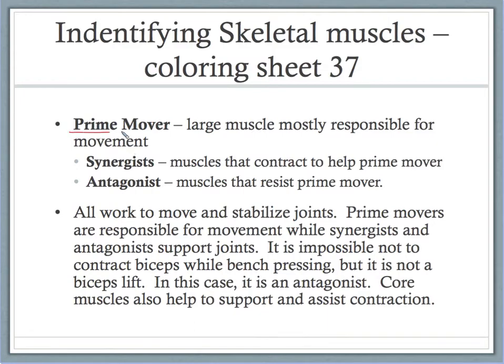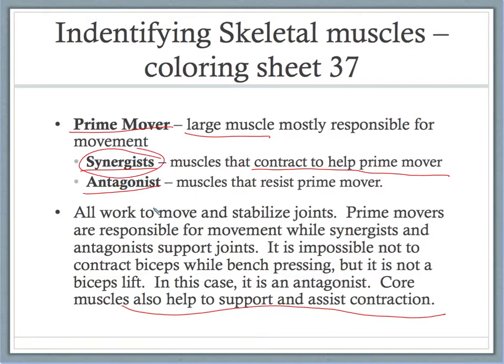To do this, with movement, we have three types of muscles. We have prime movers, we have synergists, and antagonists. The prime mover is a large muscle, mostly responsible for the movement. So in the case of a bicep curl, you're working your biceps brachii. Your synergists are muscles that contract to help the prime mover. Your core muscles are almost always contracted and supporting and a synergist for a movement. But in the case of a bicep curl, you have your biceps brachii, you have your coracobrachialis, you have your brachioradialis, all working together. But the prime mover is going to be the biceps brachii, your coracobrachialis and your brachioradialis are going to be your synergists. And then your antagonist is doing the opposite.